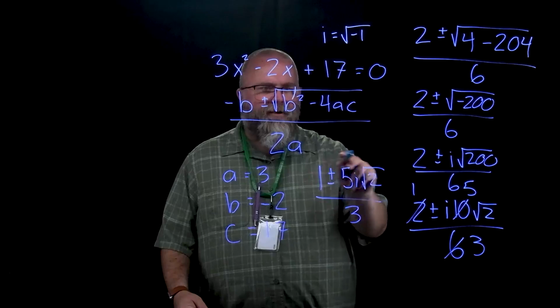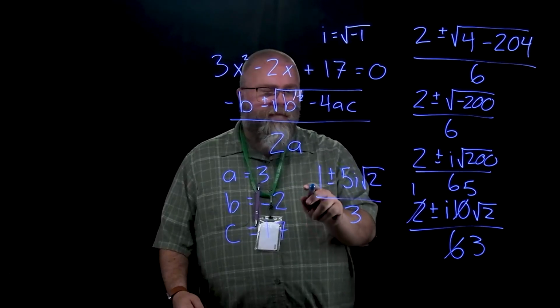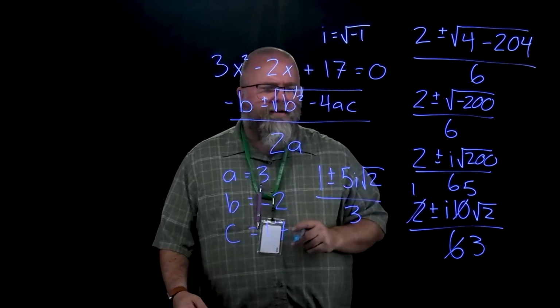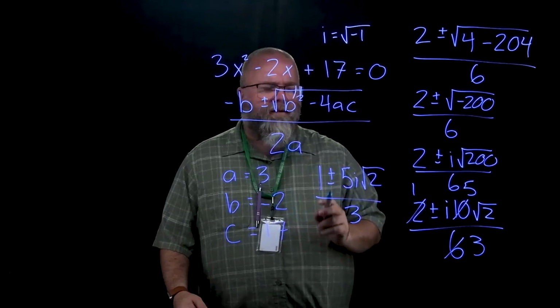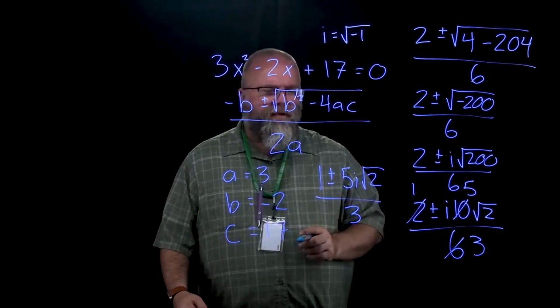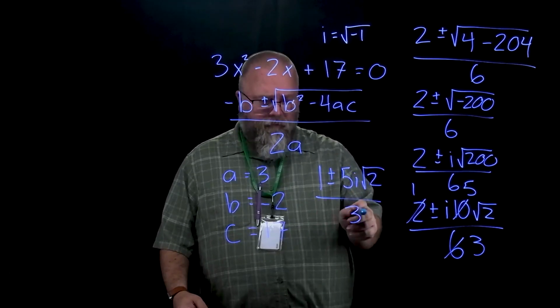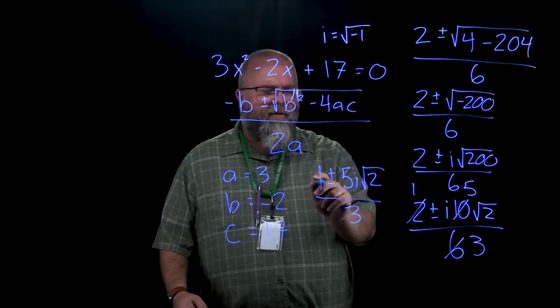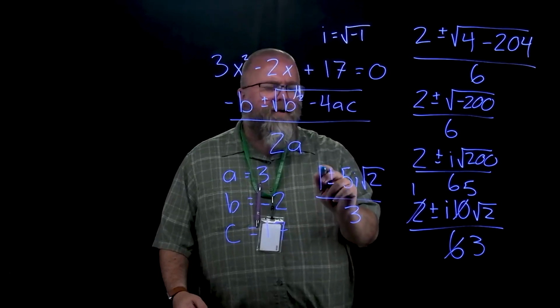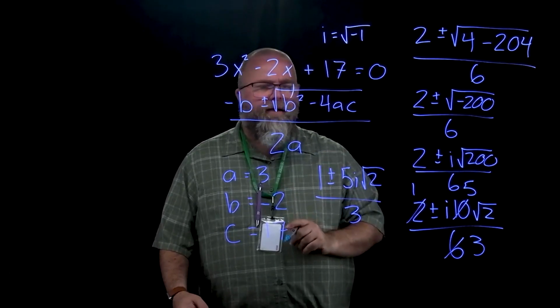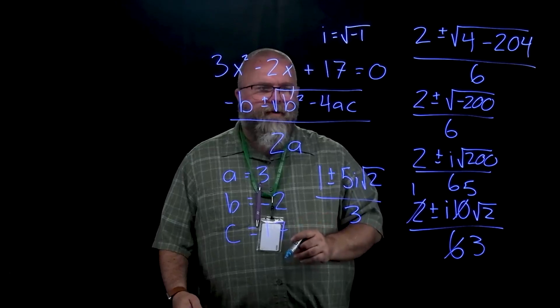So this is actually 2 solutions. One of the solutions is where I use the plus sign here. So that would be 1 plus 5i times the square root of 2, all over 3. And the second solution would be where I use the minus here. So that would be 1 minus 5i times the square root of 2 all over 3.